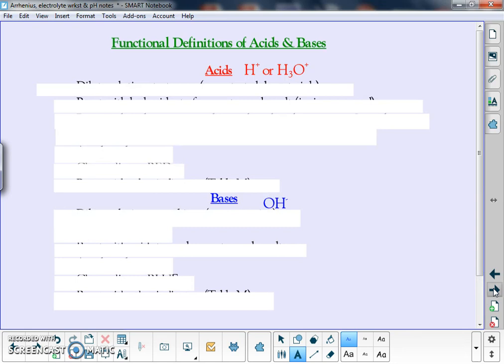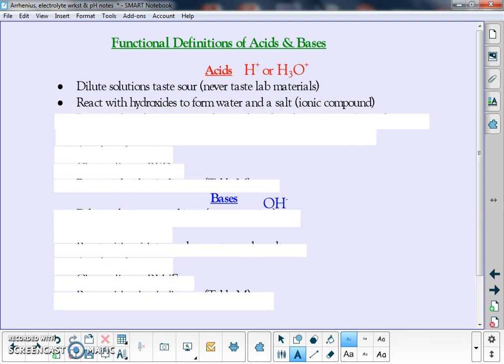So this brings up our functional definitions of acids and bases. A functional definition tells you how it behaves. So the functional definitions of an acid and base are, first of all, you don't want to taste them in a lab, but dilute solutions of acids taste sour. For example, citric acid, lemon juice. Lemons taste sour, okay? Sour Patch Kids, they have citric acid, another organic acid on them. They taste sour.